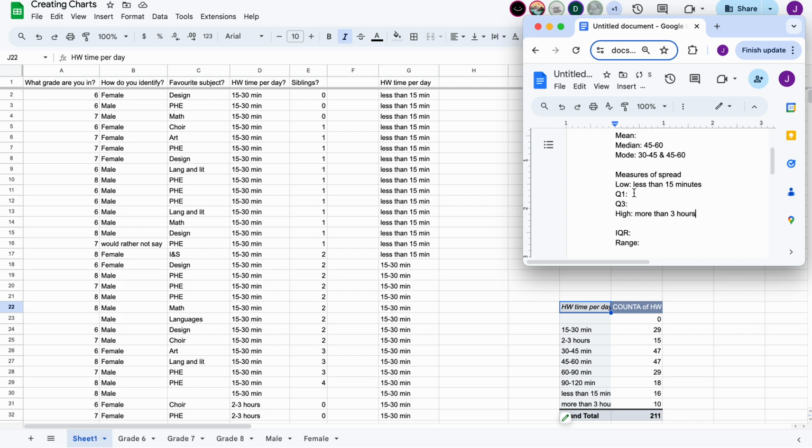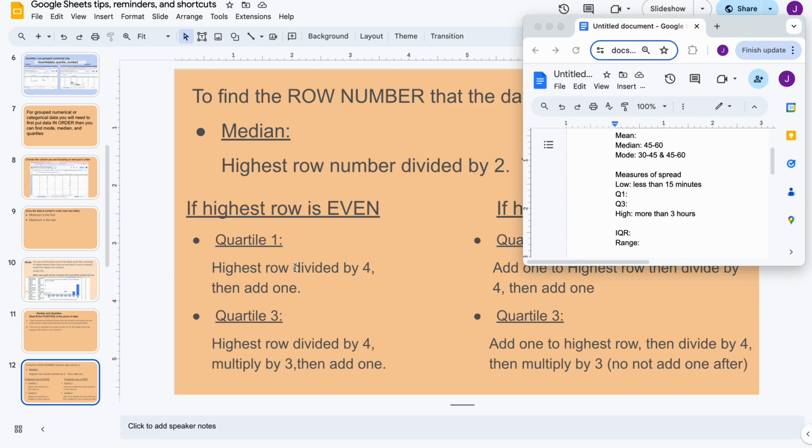Quartile 1 and quartile 3. The reason we want to find these is that between quartile 1 and quartile 3 is where your typical responses fall. So let's find Q1 and Q3. Because it's grouped, we can't just put in a formula. I go back to my tips and tricks sheet.